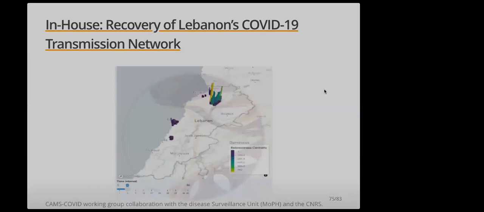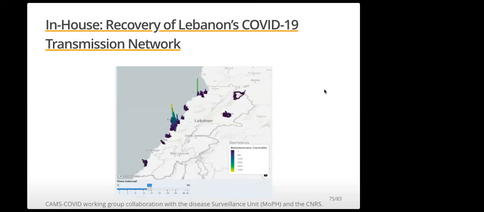Now that we have recovered the network or the networks that are involved in the transmission of the disease, you can look at the central nodes. The central nodes are the nodes that are affecting the disease, or their removal is very essential in impeding the disease speed in Lebanon. And you can see how these central nodes changed over the course of the evolution of the disease in Lebanon.